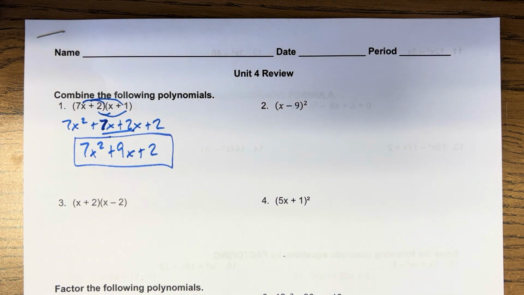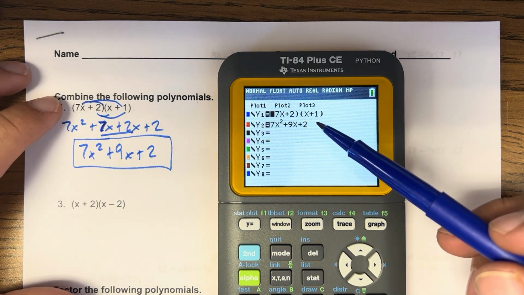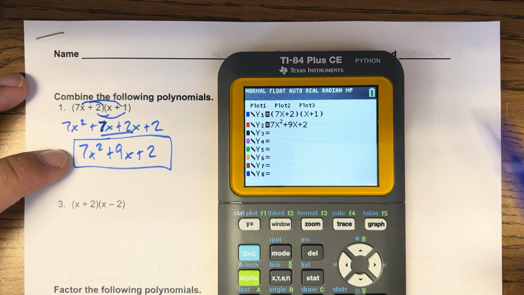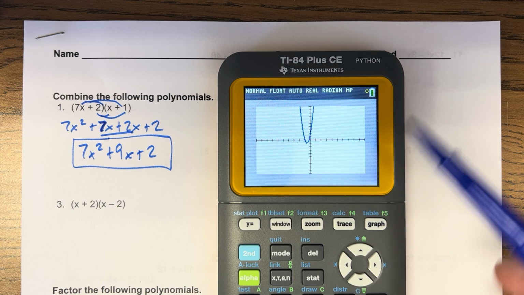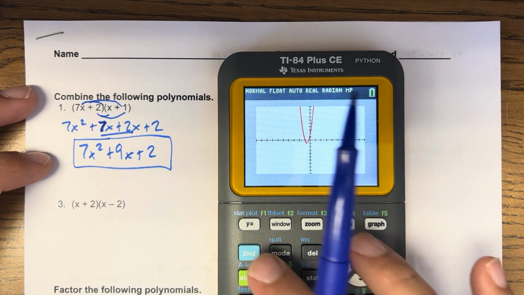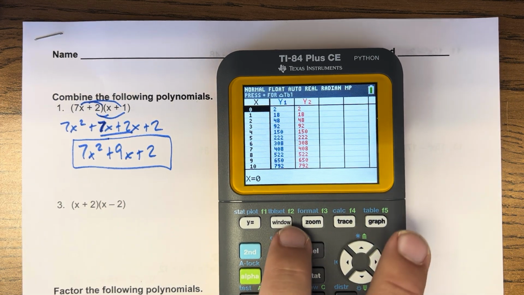I'm not going to check all of them, but if you wanted to check these in the calculator, I've already put this in my calculator. In y1, I put in the original factored form. In y2, I put in my answer. And if I got it correct, it should be the exact same graph. So there's my y1, there's my y2, it overlapped. So we got it correct. I could also go into my table and check all these points are the same, so we have it correct.